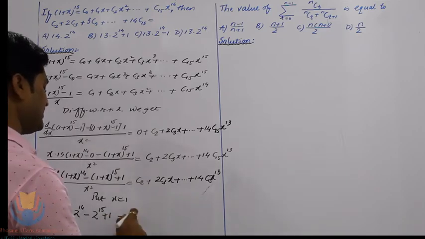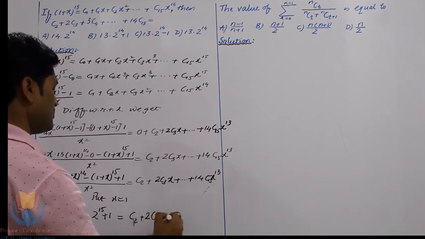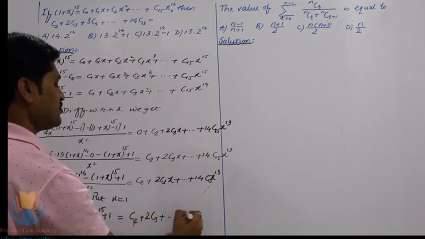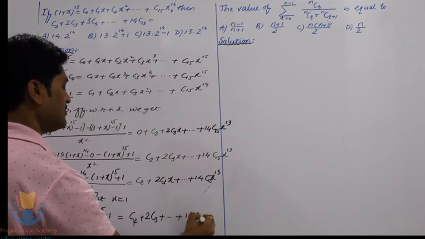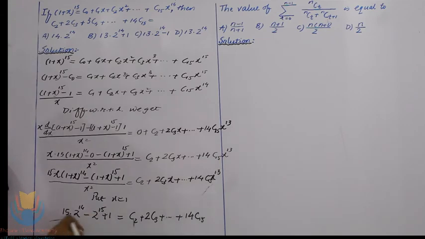So here in the right-hand side it is simply C2 + 2C3 + ... + the last term 14C15, as 1 raised to 13 is 1. So look at this left-hand side. We can take 2^14 common, so from the first, 15 is left, minus 2^15, which is nothing but 2^14 into 2, so that 2 is left, that plus 1, and the right-hand side remains as it is.